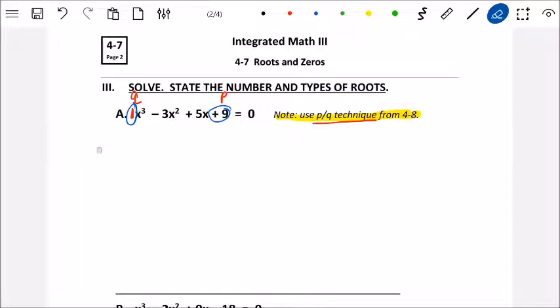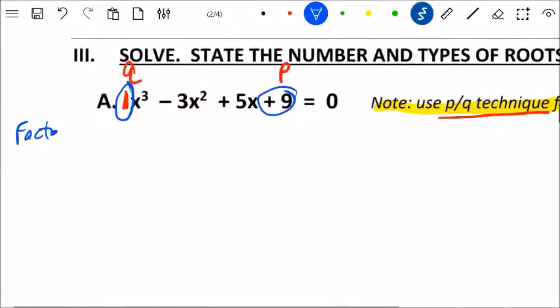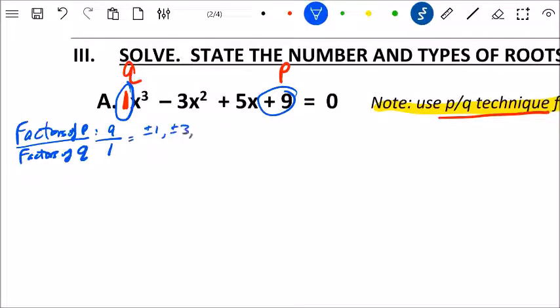Let me write that neater and say that again. Make that bigger here. Factors of P, and divide them by the factors of Q. For P, it's 9, and for Q, it's 1. So the factors of 9 are plus or minus 1, plus or minus 3, plus or minus 9. In the bottom, we have plus or minus 1.